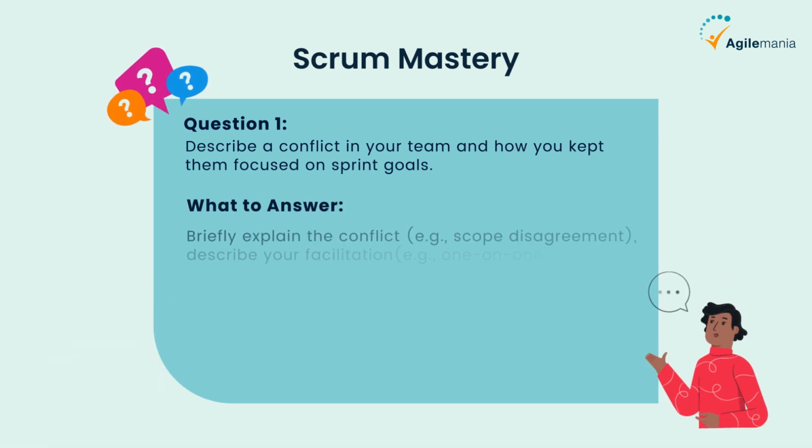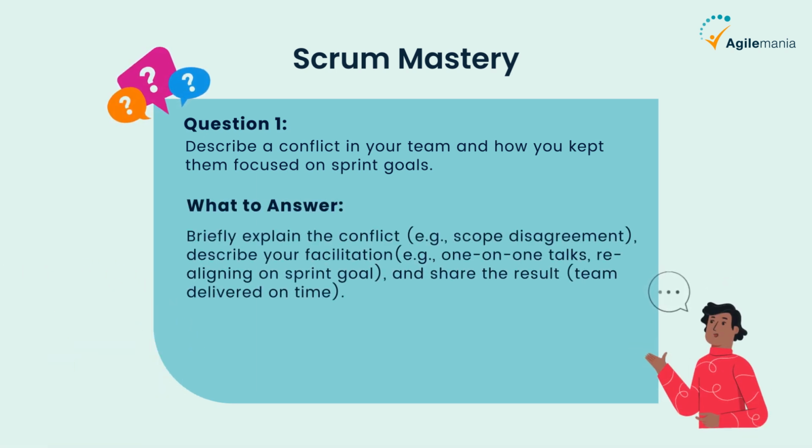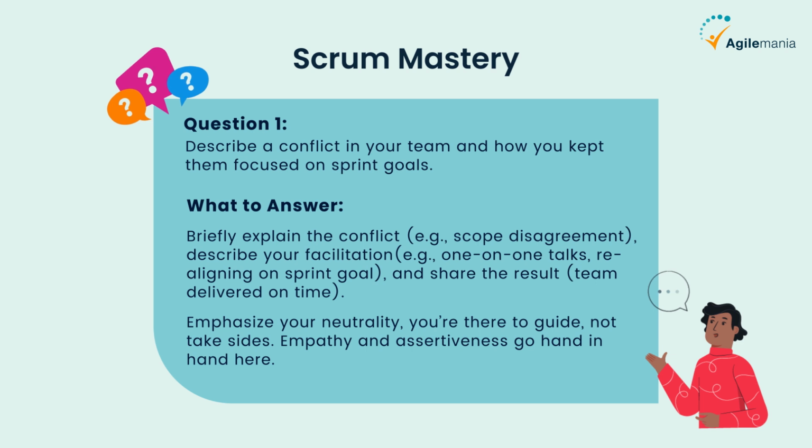What to answer? Briefly explain the conflict, e.g., scope disagreement, describe your facilitation, e.g., one-on-one talks, realigning on sprint goal, and share the result, team delivered on time. Emphasize your neutrality, you're there to guide, not take sides. Empathy and assertiveness go hand in hand here.